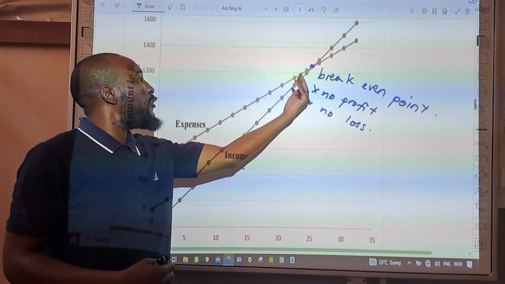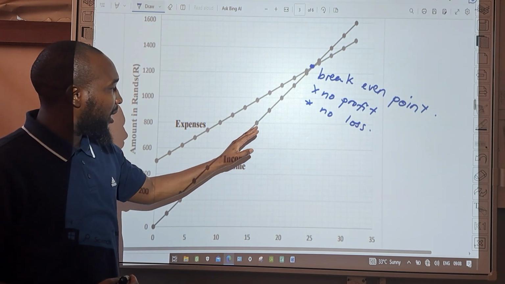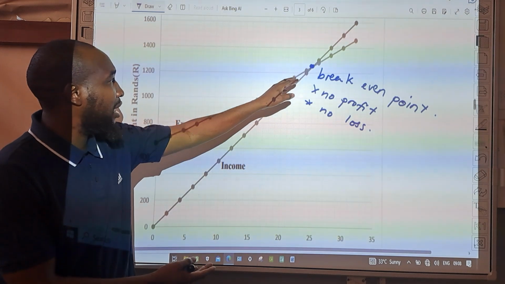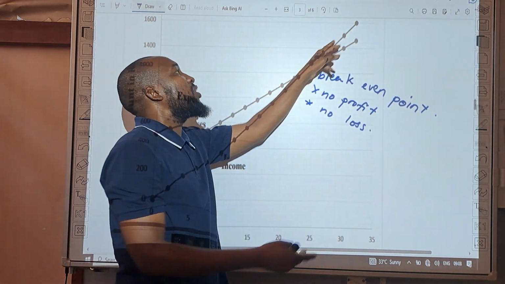But now, before then, you are still making a loss. You are making a loss because you can see your income graph is below the expenses. But just after that, now you start making a profit.